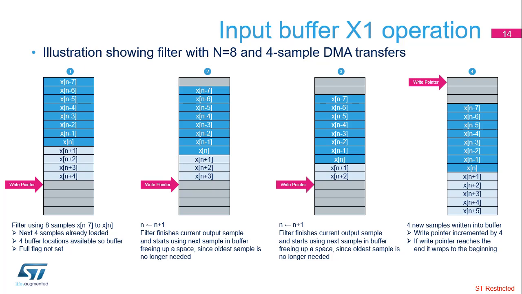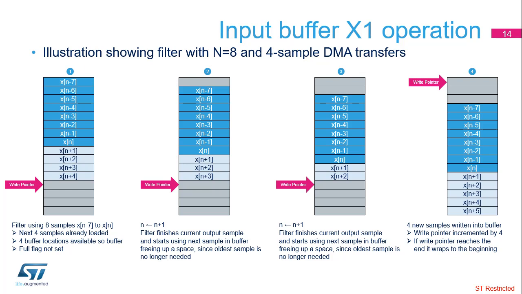During step 1, the filter calculates YN from XN minus 7 to XN and loads the next 4 samples. During step 2, YN is now calculated. The sample X, N minus 7, is removed. The N is incremented. The filter calculates YN from X, N-7 to XN. No new sample is loaded. During step 3, YN is now calculated. The sample X, N-7, is removed. Then N is incremented. The filter calculates YN from X, N-7 to XN. No new sample is loaded.